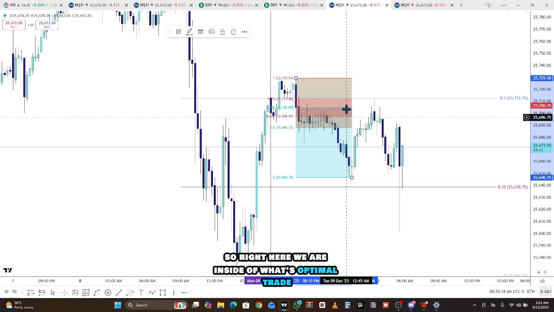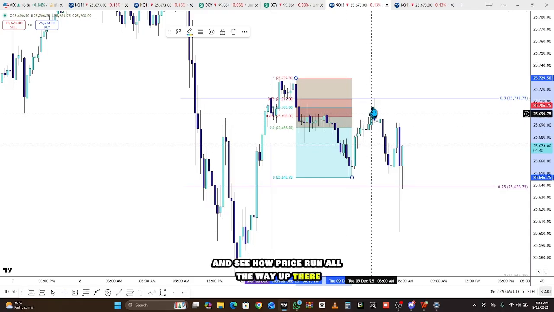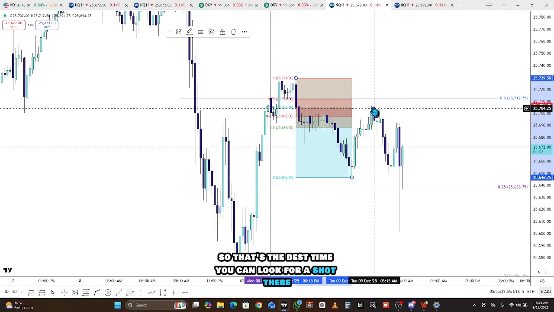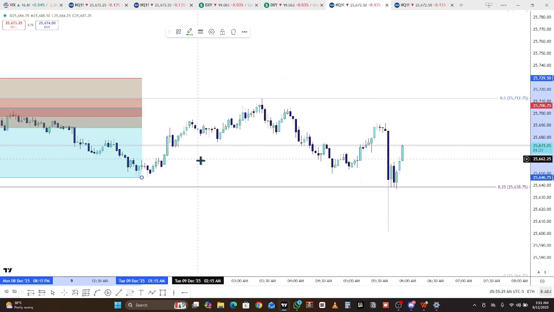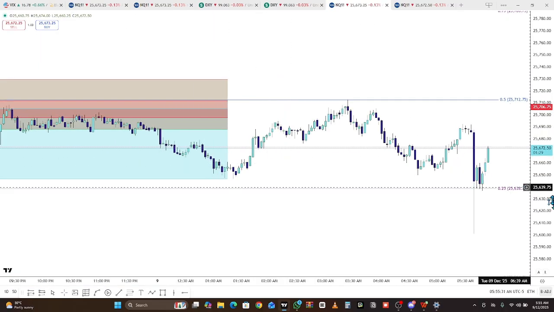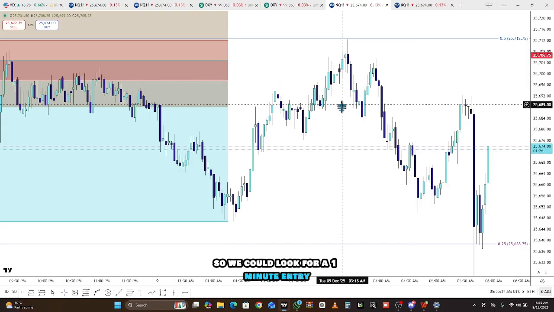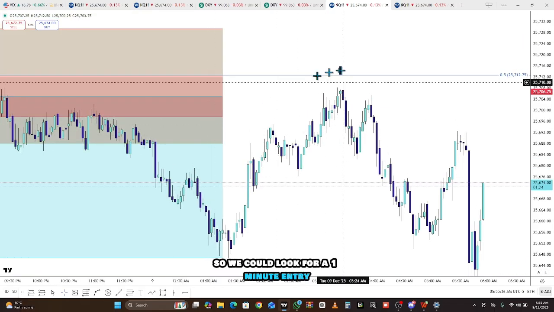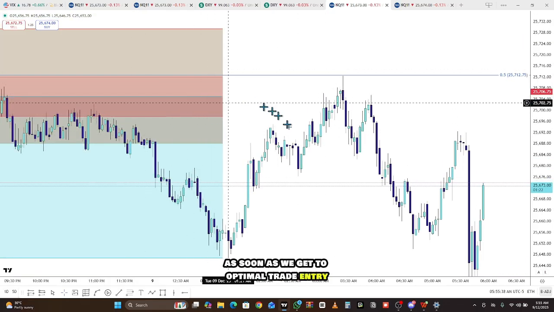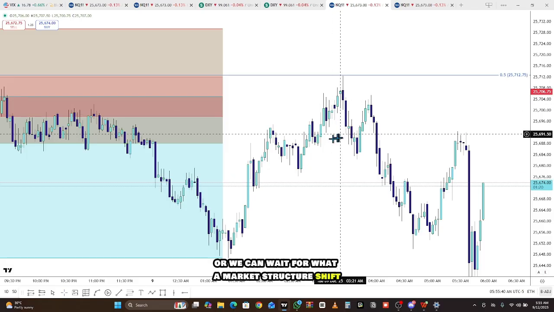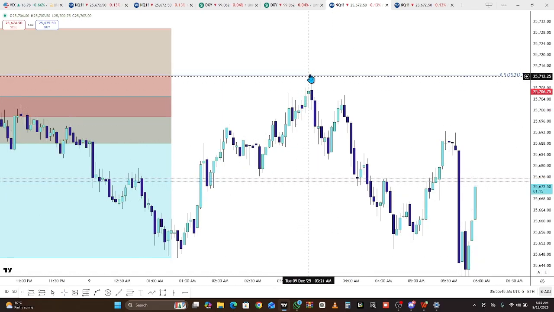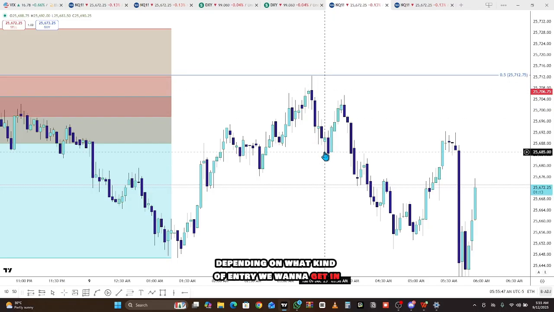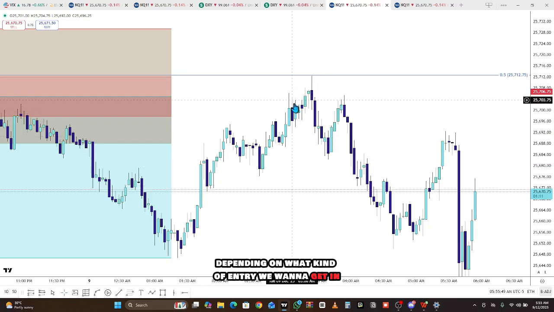So right here we're inside of optimal trade entry. See how price ran all the way up there. So that's the best time. We can look for a short there. So now let's go on the 3 minutes. So we could look for a 1 minute entry as soon as we get to optimal trade entry, or we can wait for what? A market structure shift as our entry model, depending on what kind of entry we want to get in.